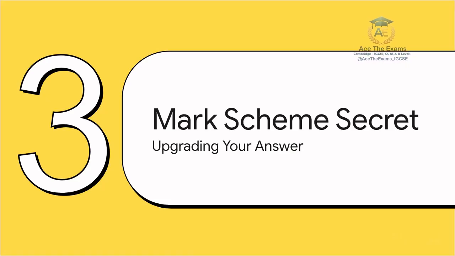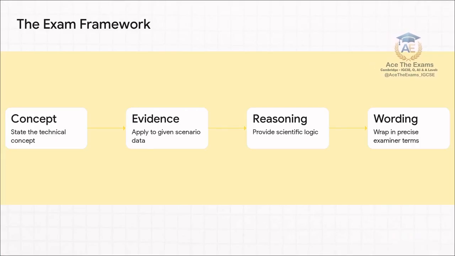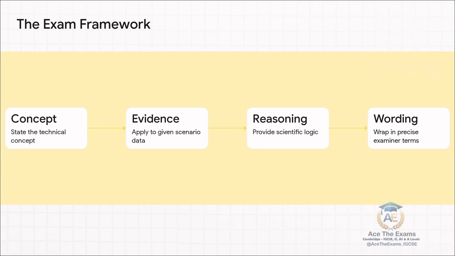Section 3. The mark scheme's secret. Upgrading your answer. To get those top marks, you absolutely must use this exact 4-step flow. First, you state the technical concept clearly. Second, apply it directly to the specific data or scenario they give you. Third, provide the scientific or technical reasoning. And fourth, wrap the whole thing up in precise examiner wording. Seriously, do not deviate from this structure.